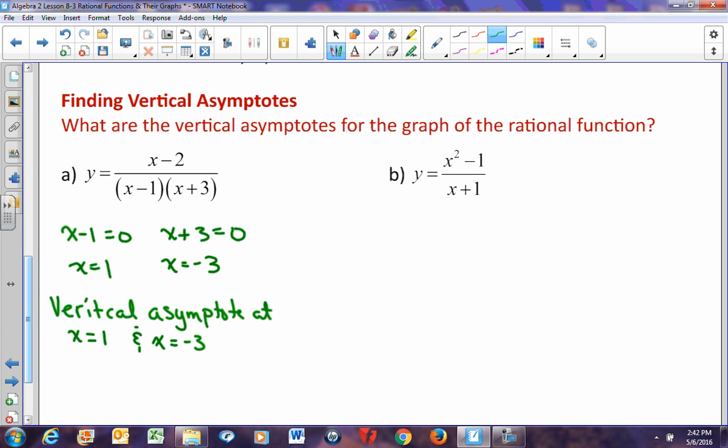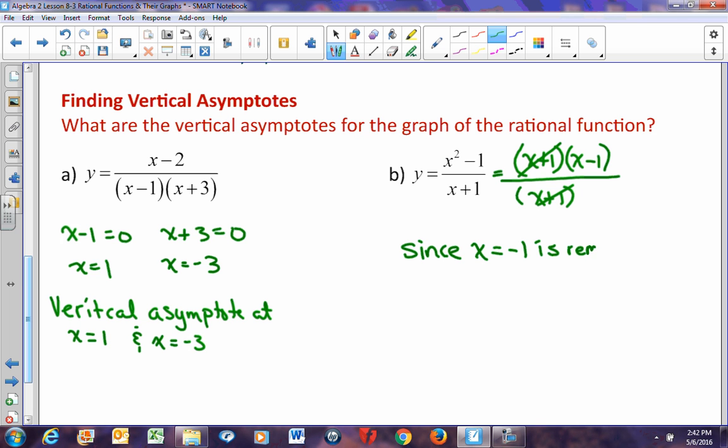Looking at this second problem, I have x squared minus 1 over x plus 1. Factor it first: (x plus 1)(x minus 1) all over x plus 1. So I have a removable discontinuity right there. Since x plus 1 is removable, and I don't have anything else in the denominator, there is no vertical asymptote here. There are no other variables in the denominator, right? Since x equals -1 is removable, there is no vertical asymptote.